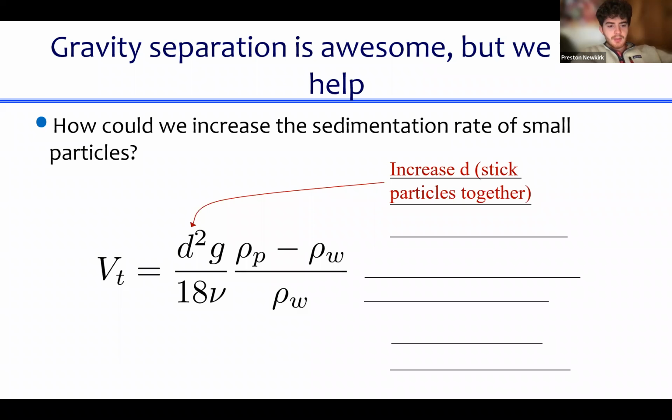The term in the denominator attached to, I don't know. The one next to the 18, is that what you mean? Yes. Okay, so that's the Greek letter nu, and it's the viscosity of the water. So how would you change the viscosity of the water?